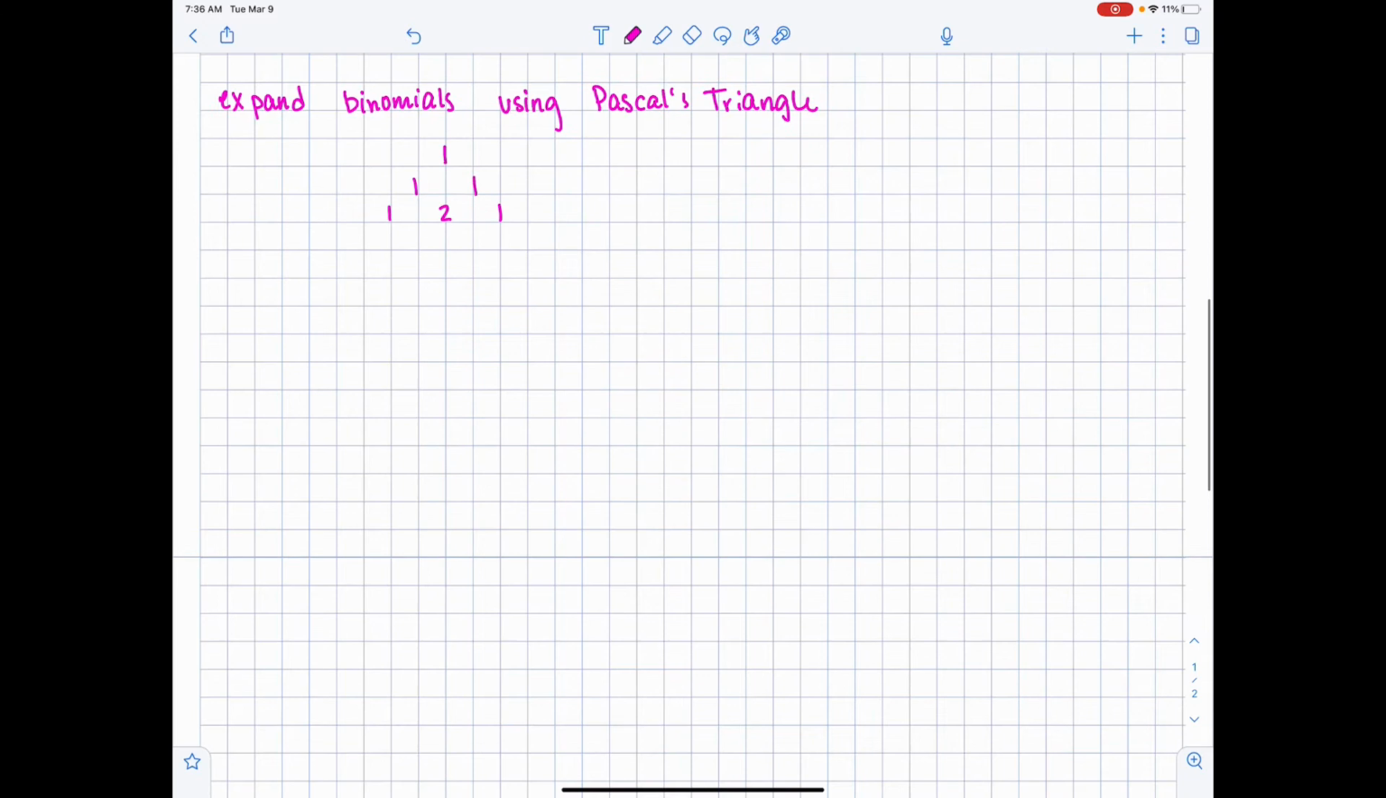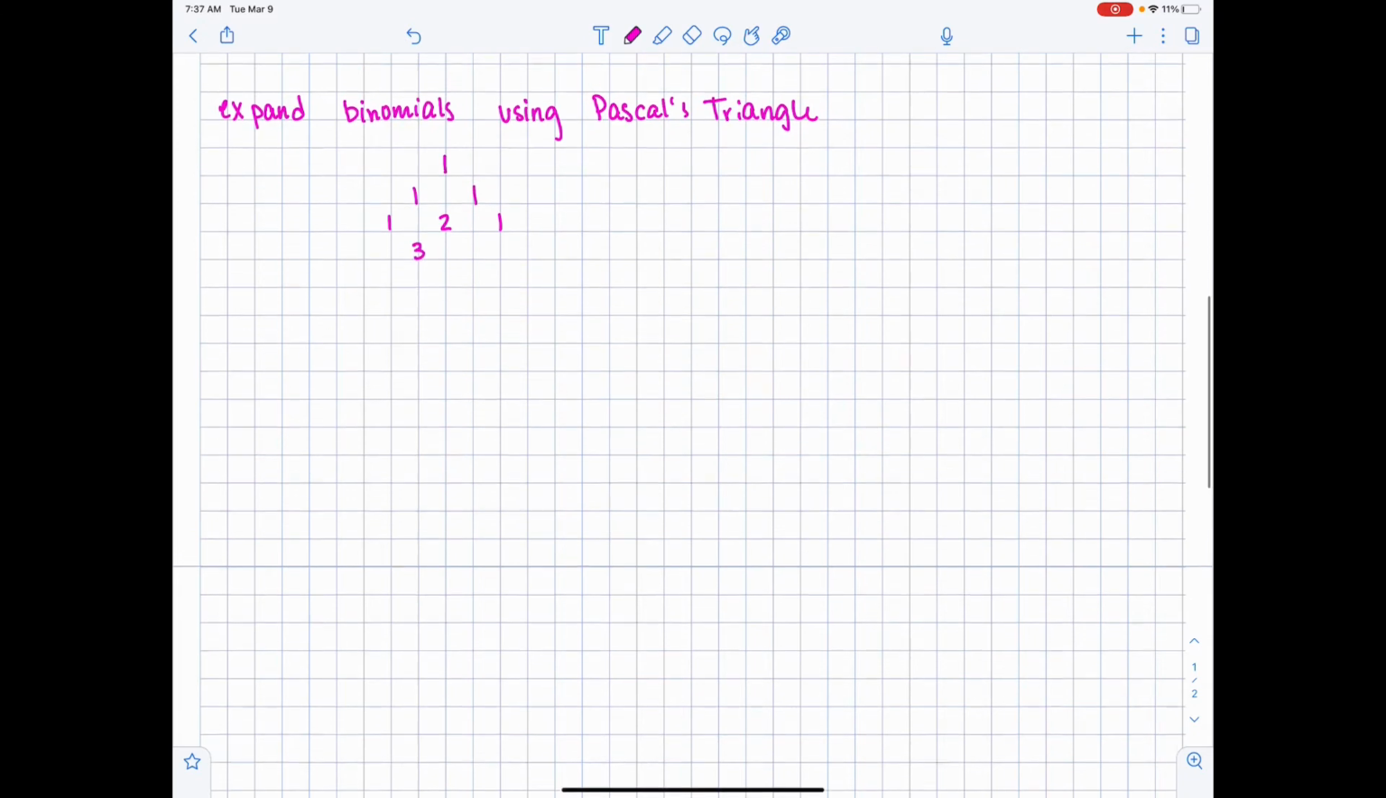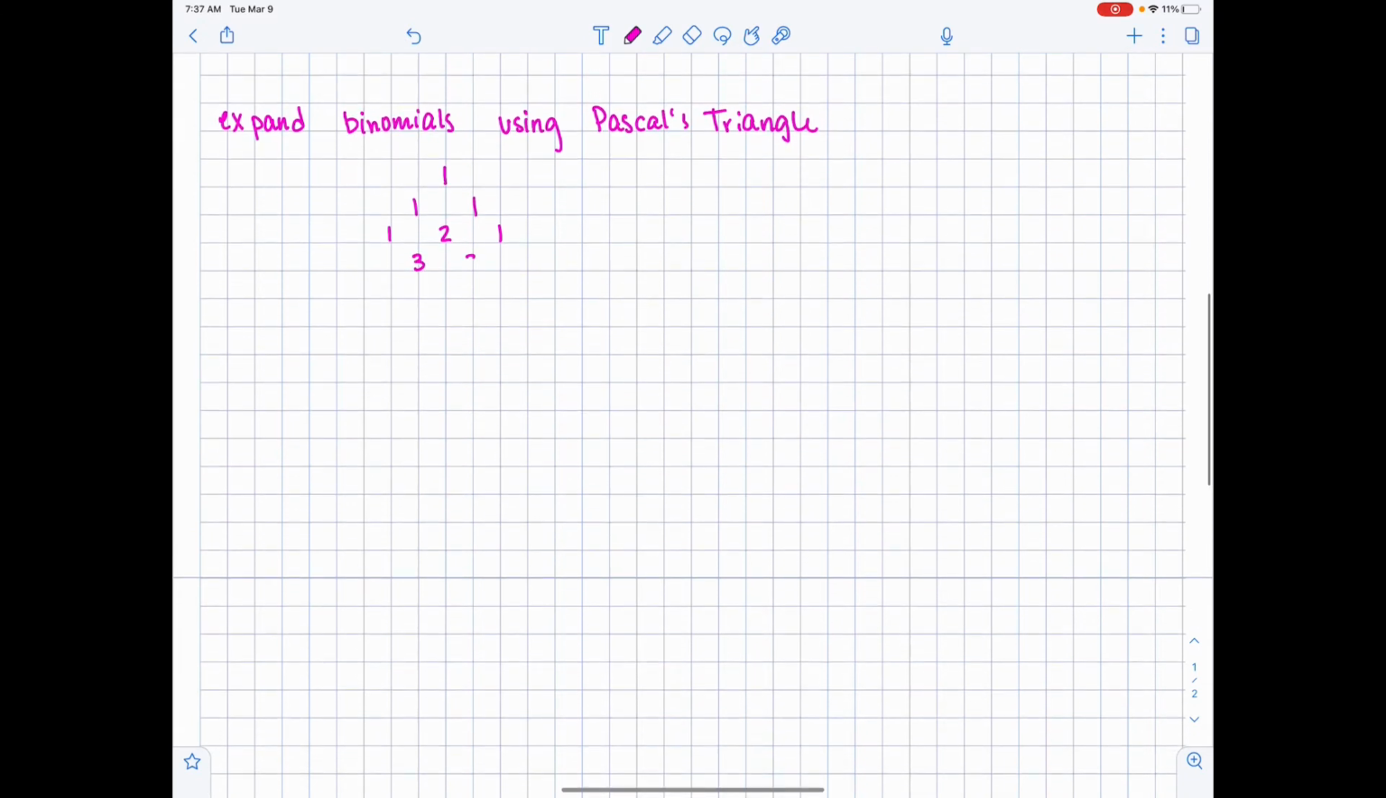And this pattern continues. 1 plus 2 is 3. Keep moving this paper. 2 plus 1 is 3, but don't forget about the side ones, 1 plus 0 and 1 plus 0. All right, now let's start over on the side. So 1 plus 0, 1 plus 3, 3 plus 3, 3 plus 1, and 1 plus 0. And we'll do a few more rows here. So 1, 5, 10, 10, 5, and 1.